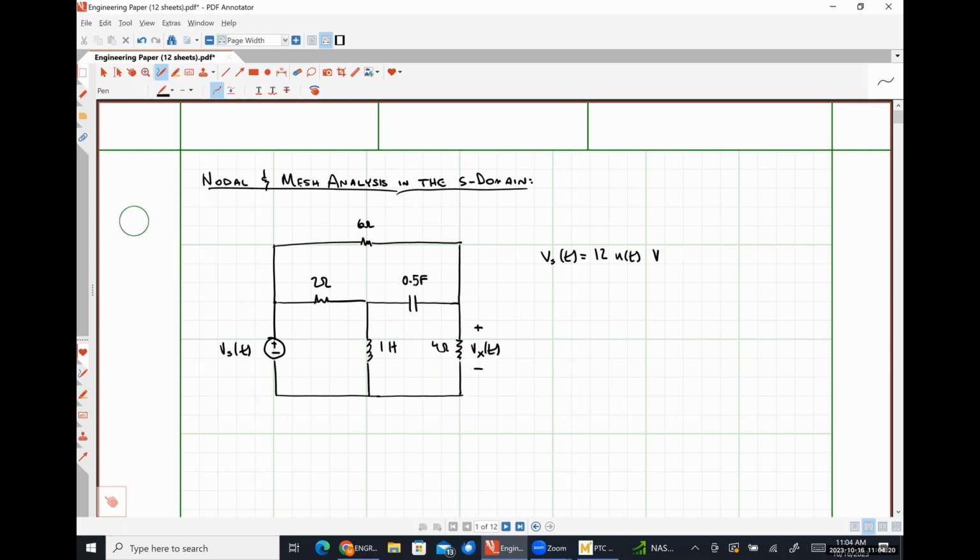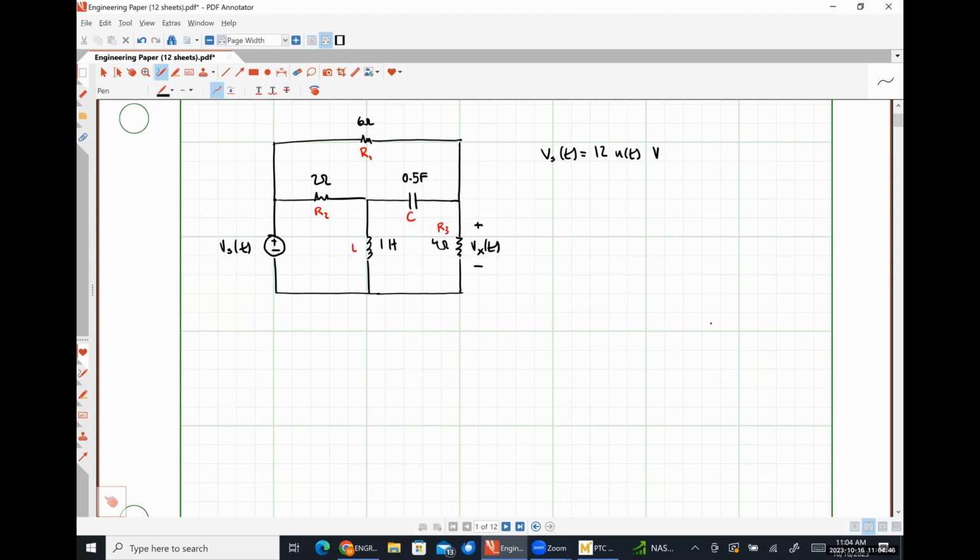Because I know that I'm going to be using MathCAD here in a moment, I don't particularly like to put values in, so I'm going to go ahead and just label all of these components. I'm going to call this resistor R1, this resistor R2, this is L, this is C, and this resistor here is R3, so that when I write my equations, these are what I'm going to be using.